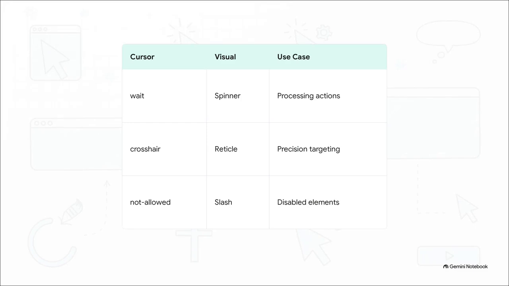Taking a quick step back, these core UI states, which are sourced directly from the MDN web docs, by the way, give us a perfect categorization of these visual cues. We've got the wait spinner for blocking actions, the crosshair reticle for targeting, and the not allowed symbol for disabled elements. These are the fundamental building blocks of native, accessible user feedback, and they're incredibly reliable because they just lean right on the operating system's default rendering.